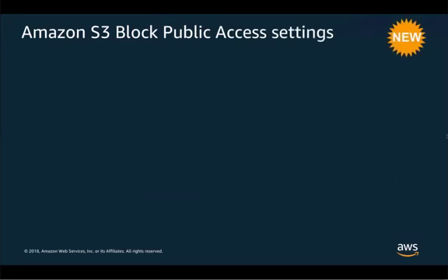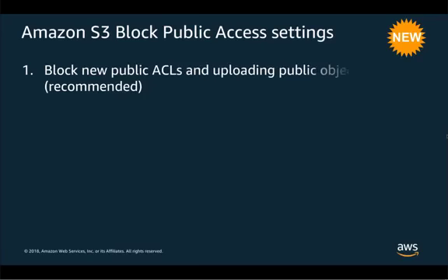So let's look at those 4 settings that are available. The first setting is to block new public ACLs and uploading new public objects. You should use this setting to ensure that no one can put public ACLs on a bucket or object in the future, and to disallow any objects with public ACLs from being uploaded to your bucket.